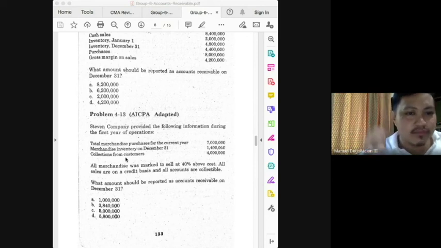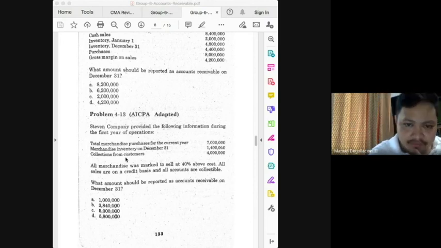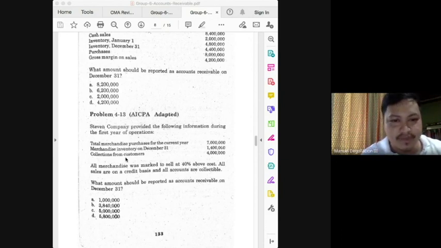Okay. So total merchandise purchases for the current year is 7 million. But at the end of the year, only 1,400,000 inventory is left. So what does that tell us? That we were able to sell inventories with a cost of 7 million minus 1,400,000, which will give us 5,600,000. Okay, and unlike in the previous problem where we were given the absolute amount of the gross margin or the markup, here we have to solve it for ourselves.